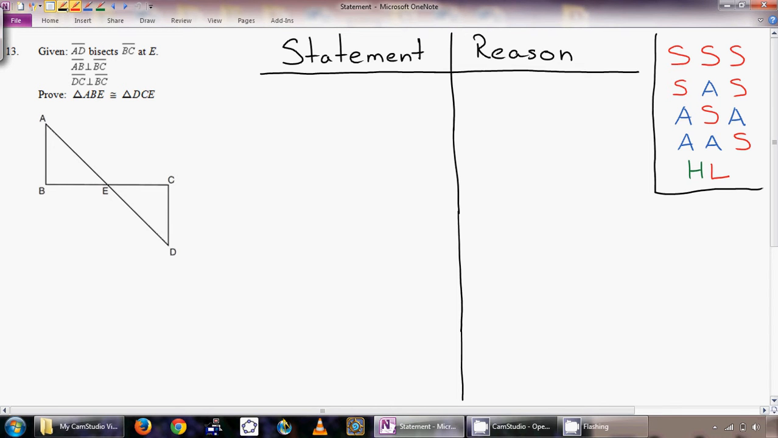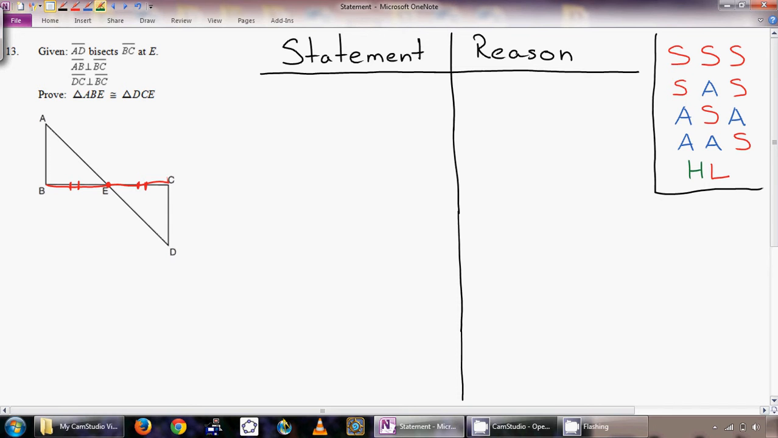Right, 13. Segment AD, right? Segment AD bisects BC at E. So BC is what's getting cut in half. BC is what's getting split into two congruent pieces, not the other way around.